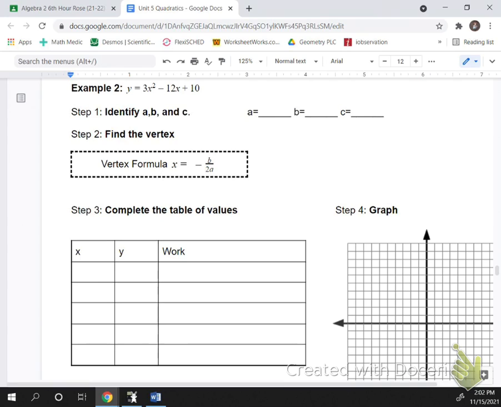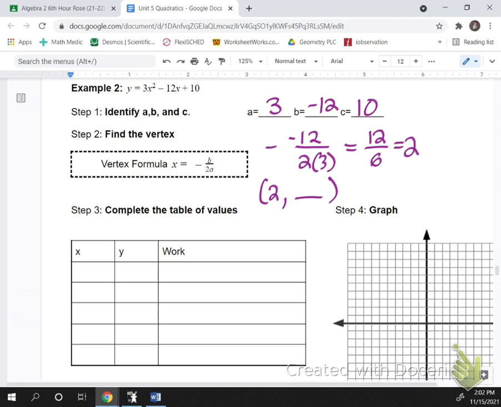On our own? I'm going to help you get started. Let's first identify A, B, and C. A is 3. B is -12. C is +10. From there, we find the vertex. Oh no, you have negatives and negatives. What happens with negatives and negatives? Positive. Oh good, they become positive. So I got 12 divided by 6. 2 is the x value in my vertex.